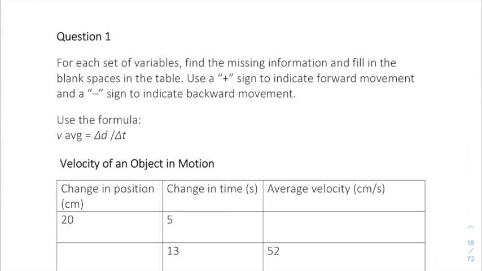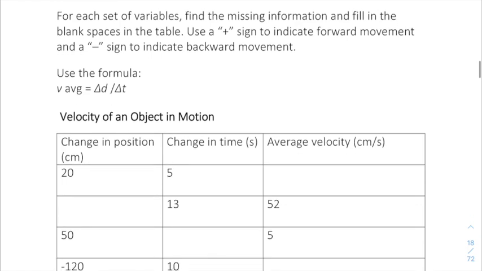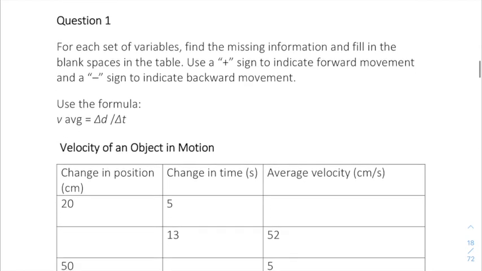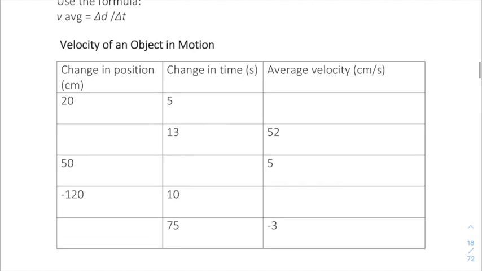So for each of those sets of variables, find the missing information and fill in the blank spaces in the table, using a plus sign to indicate forward movement and a minus sign to indicate backward movement. So here we have a change in position and the velocity of an object in motion. The change in position is 20 centimeters, and the change in time is 5 seconds. So that would be 20 centimeters over 5 seconds, which gives us 4 centimeters per second. I feel like this should have been in the previous book. That's okay. All right, this is 52.